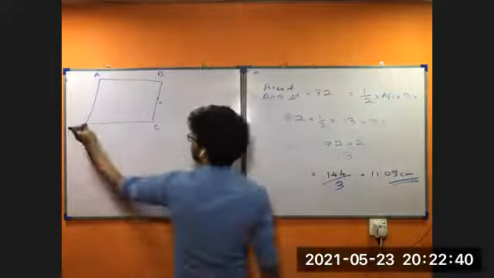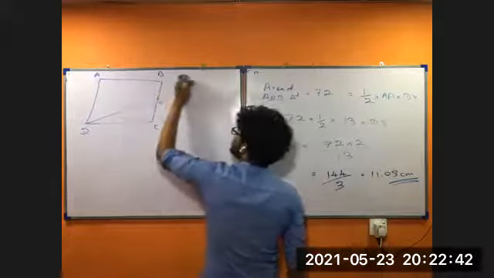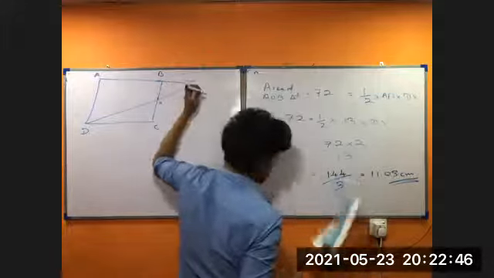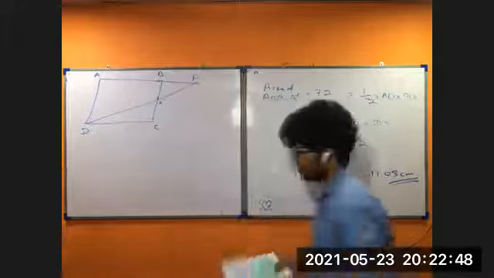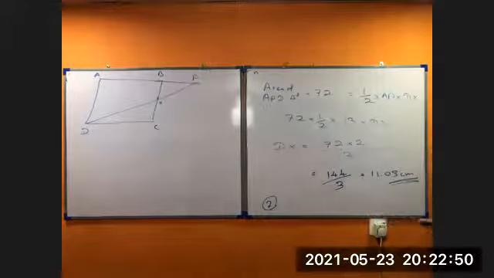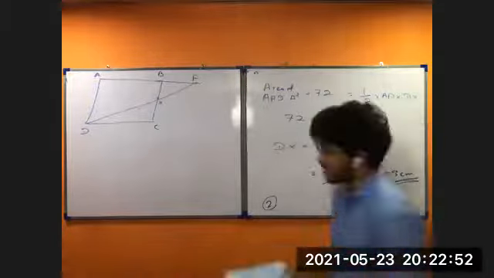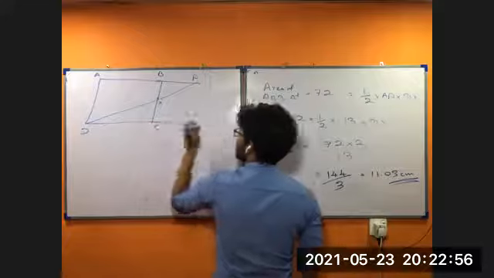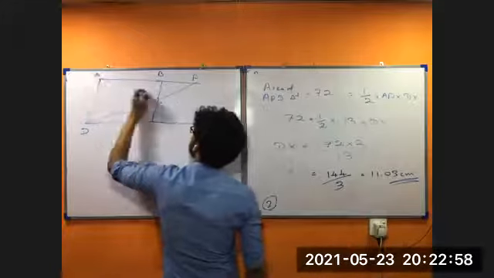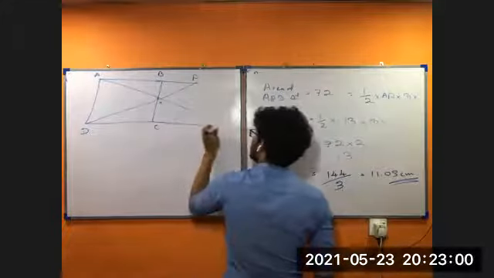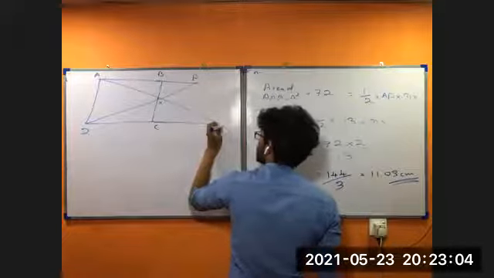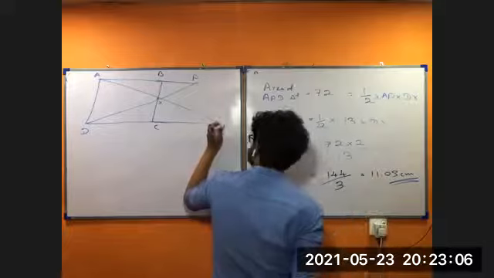So we produce this and this we produce. They meet at P. And the side DC produced and AX produced meet at Q.